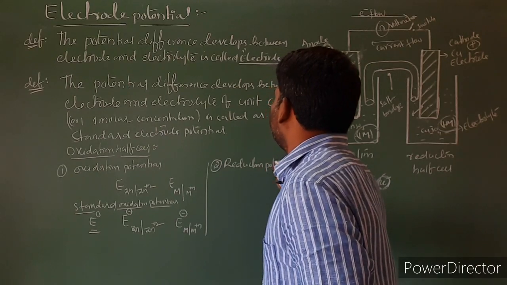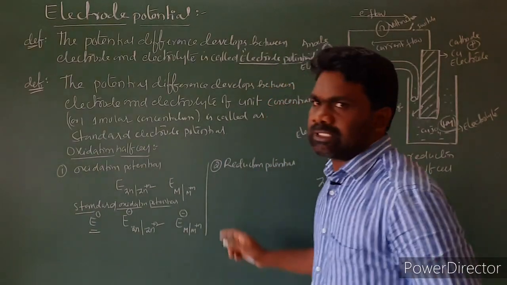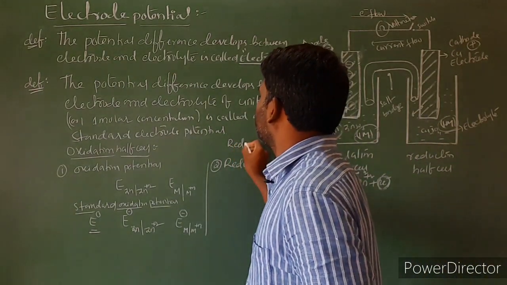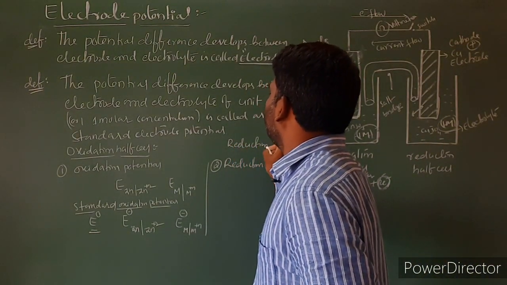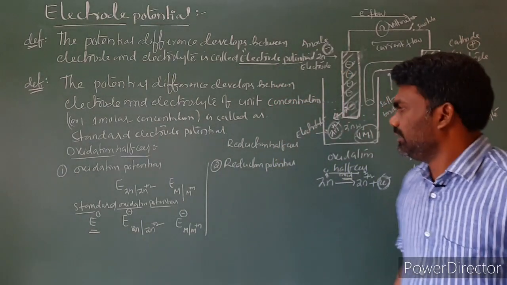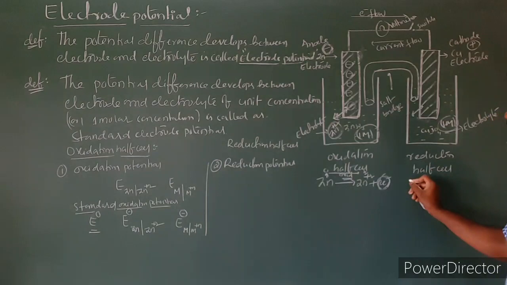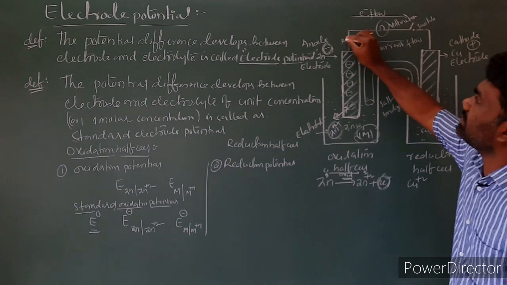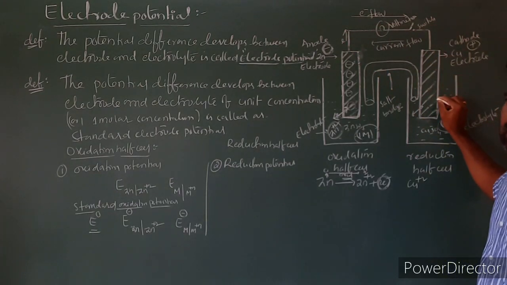Reduction potential. To describe the reduction potential, we have to take a reduction half cell. In the reduction half cell, copper is taking 2 electrons from the electron flow. So these electrons are taken by the copper.